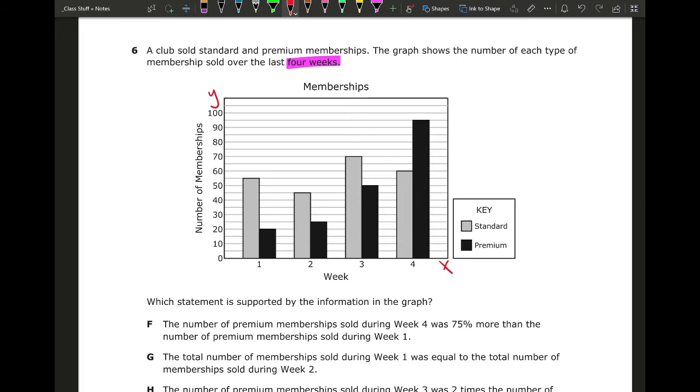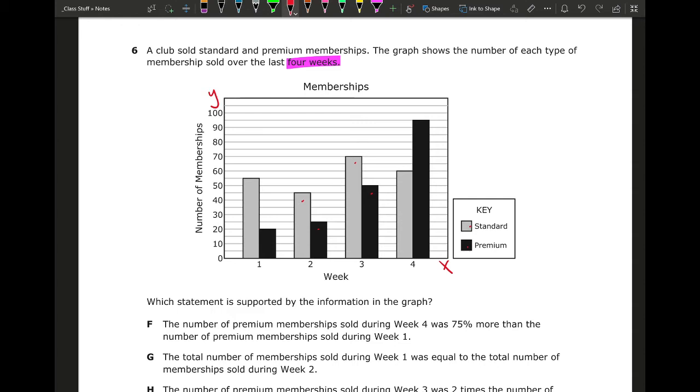Now let's look. All we can do in this one is read each statement and select the one that makes sense. Okay? There's no way around it. I can see that in week 1 they sold 55 standard and 20 premium. I can see that. On week 2 they sold 45 standard and 25 premium. I can see that. And then 70 and 50 for the 3rd week.